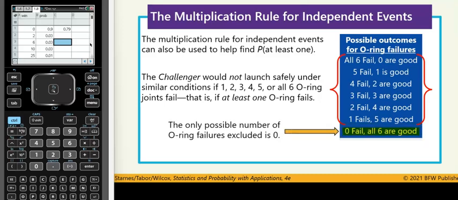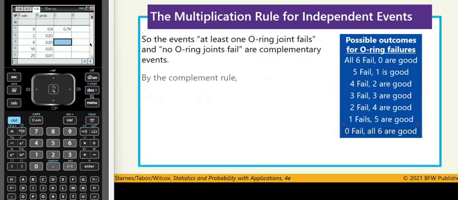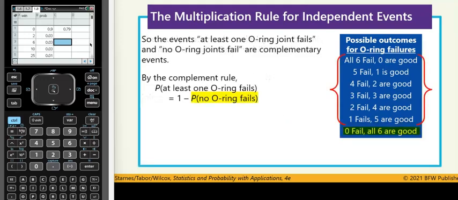So it might be good to use the complement, right? The complement of at least one O-ring failing is that they all work, right? So we're going to figure out the probability of them all working. We just figure out the chance of them all working is 87%. So the chance of at least one of them failing would be 13%. So that's where the complement really comes in handy.